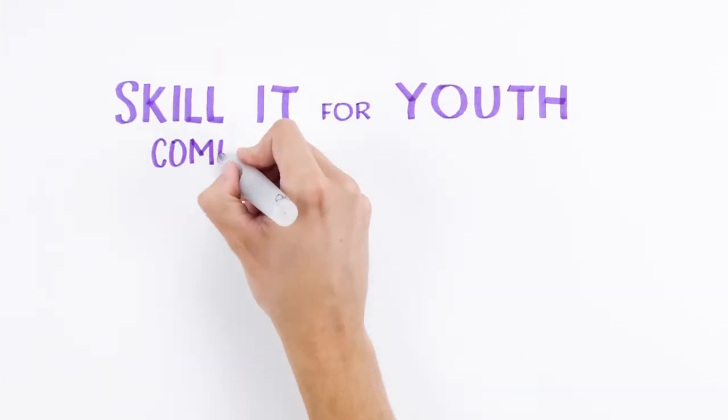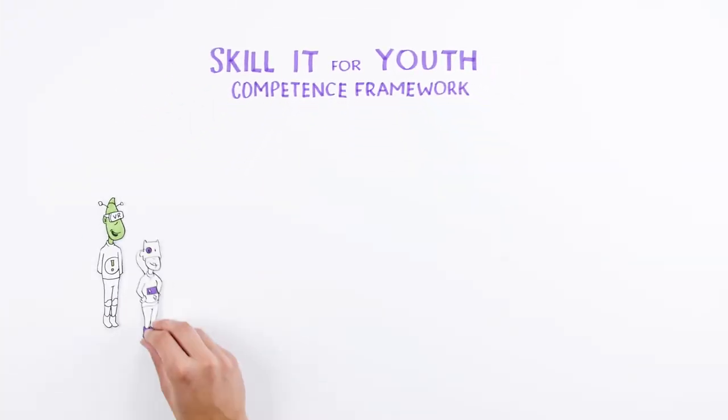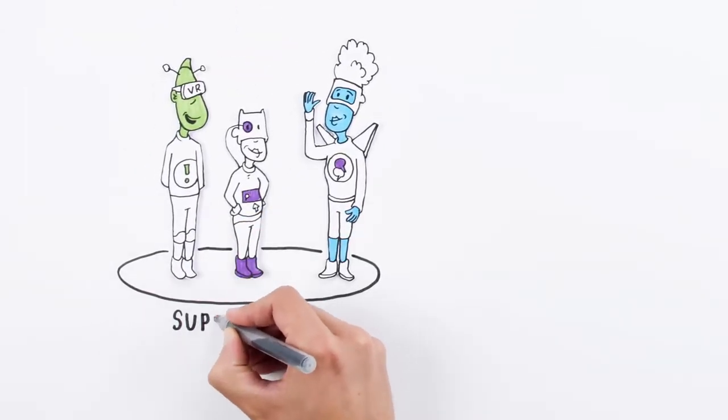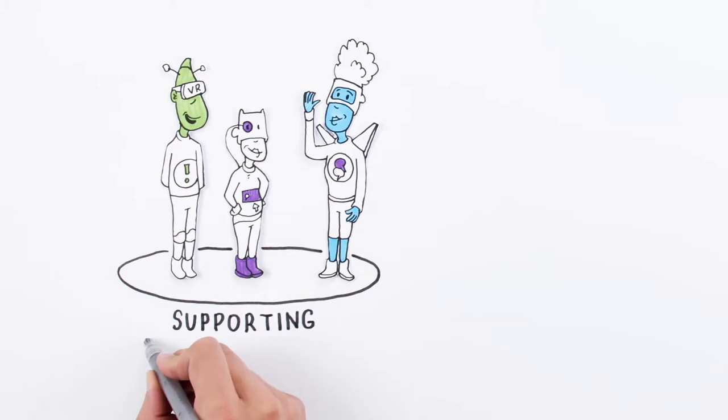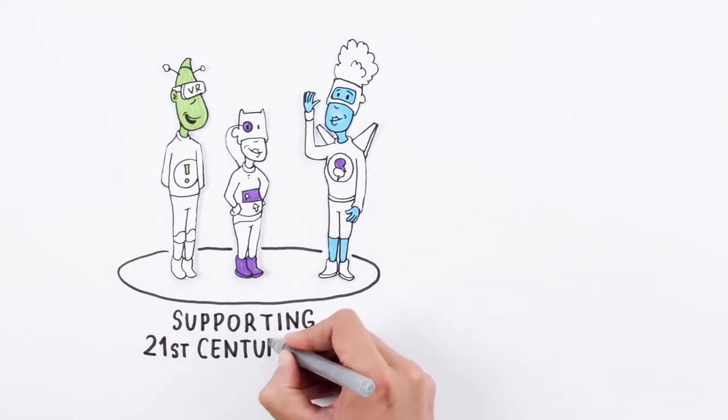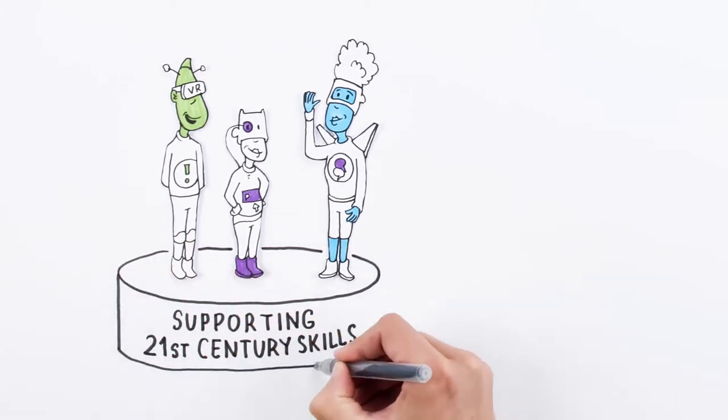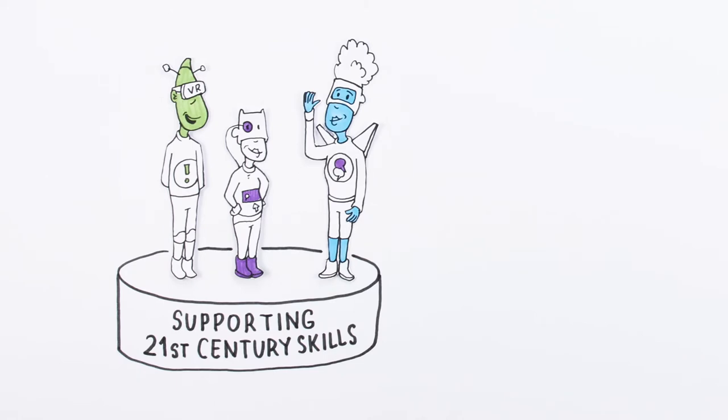The Skill IT for Youth Competence Framework includes 9 competences specifically relevant to youth workers who engage in digital youth work and who are interested in supporting young people to develop 21st century skills. They fall into 3 competence areas.